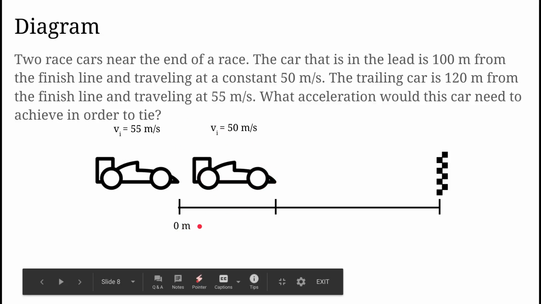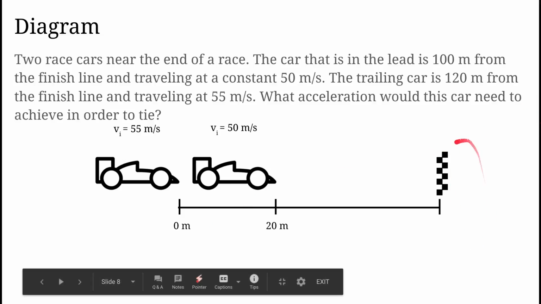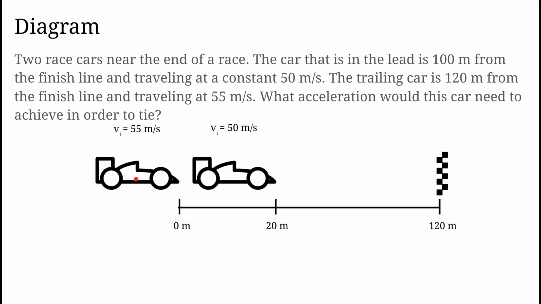And so because it's 20 meters away, we could say it starts with a position of positive 20 meters. And because the finish line is 120 meters away from this back car, we could say that it has a position of 120 meters. And so this is actually the perspective that I'm going to be taking for the rest of this problem. But again, those negative values would get us the same result.